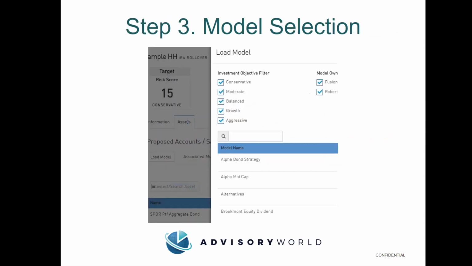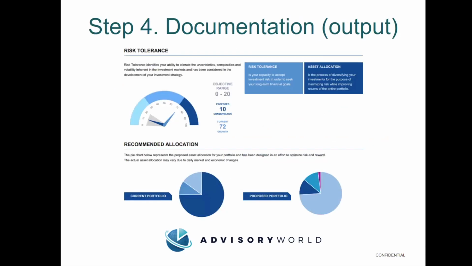Now, we select the model. Okay, so we were trying to get you to a 15. Your current allocation scored out as a 72. So now what I'm recommending is much more in line with your stated investment objective, because all of your models are going to be pre-populated in our system. Okay, so you're clicking the mouse. You're not typing on the keyboard when you're generating these proposals.